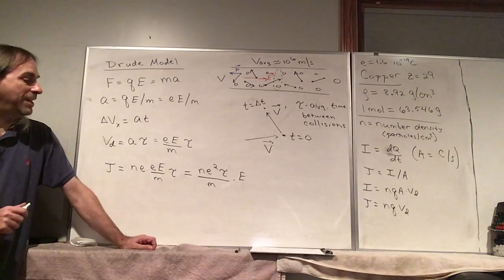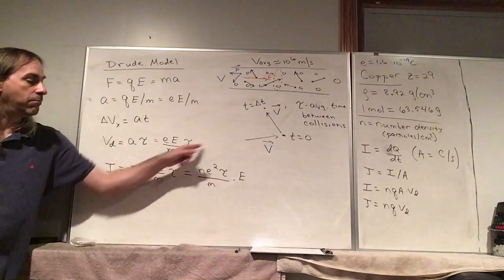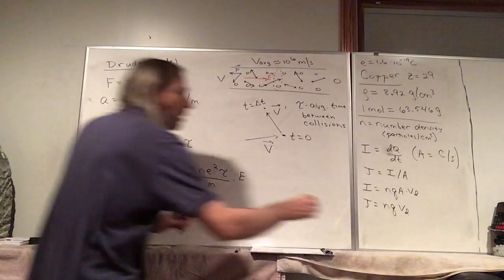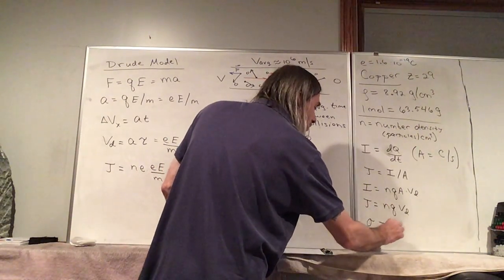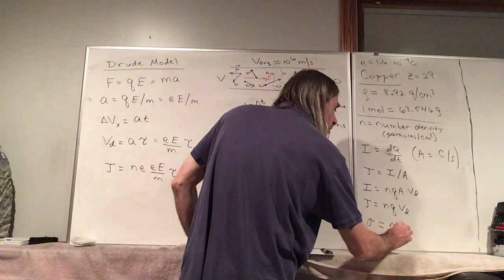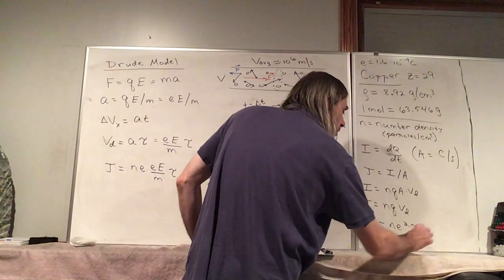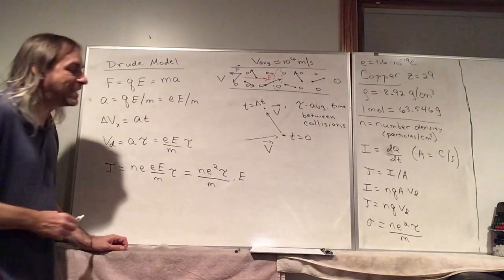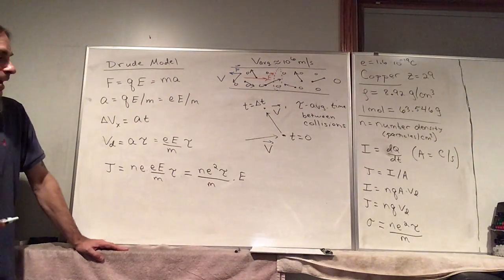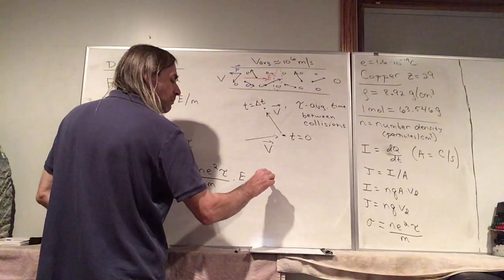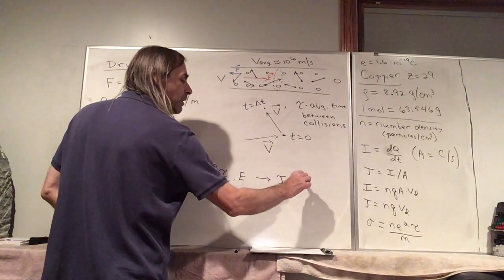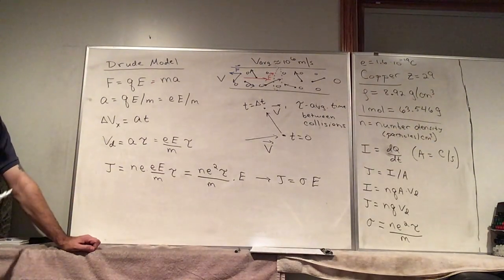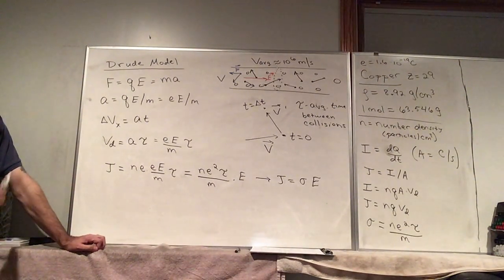And so basically for any given metal, everything that I wrote here is constant. And so we define sigma to be N e squared tau over m. So we define sigma this way, and we get this result for a metal. Then J is equal to sigma times E. This has a name. This is called Ohm's law.